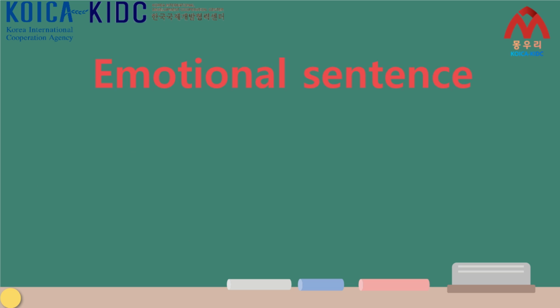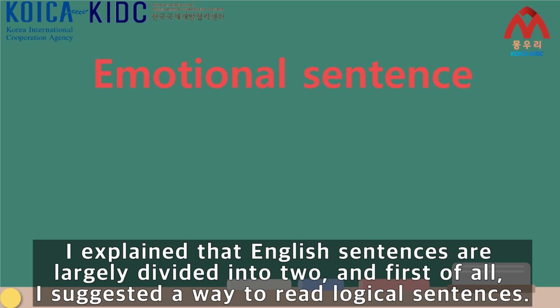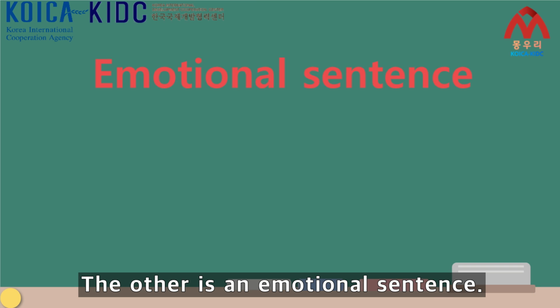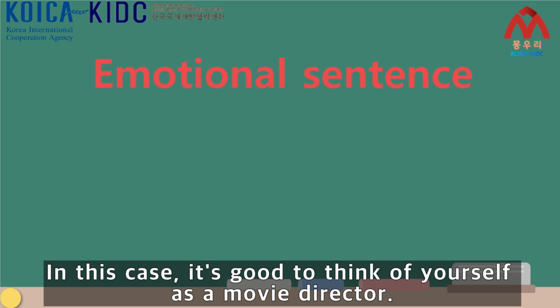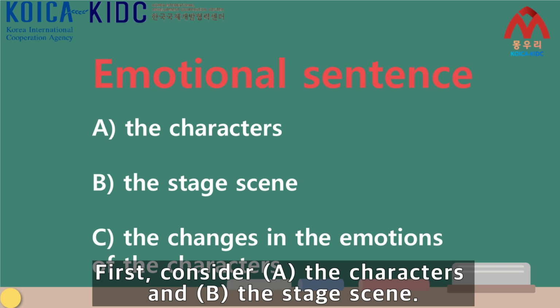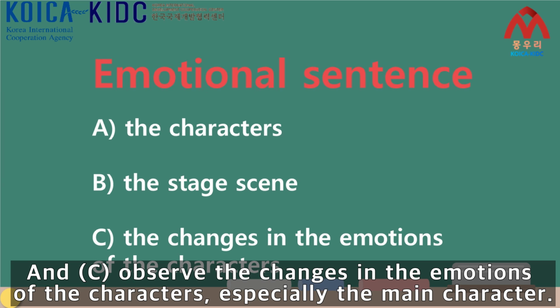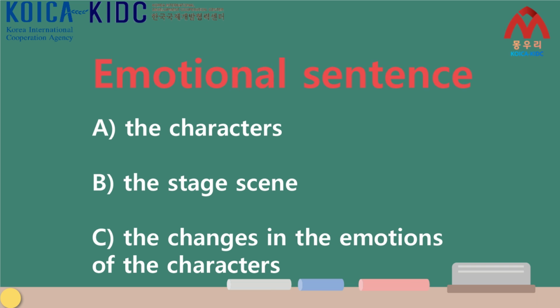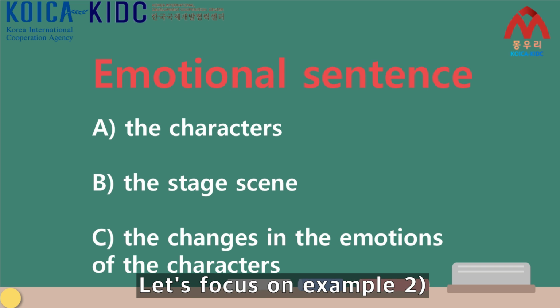Emotional sentence. I explained that English sentences are largely divided into two. And first of all, I suggested a way to read logical sentences. The other is an emotional sentence. In this case, it is good to think of yourself as a movie director. First, consider the characters and the stage scene and observe the changes in the emotions of the characters, especially the main character. Let's focus on example 2.